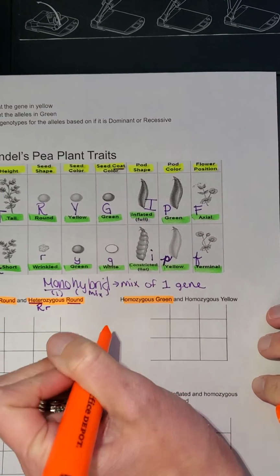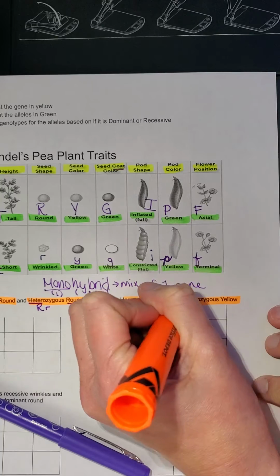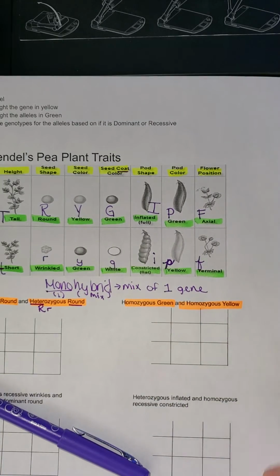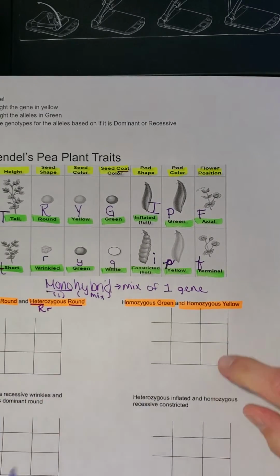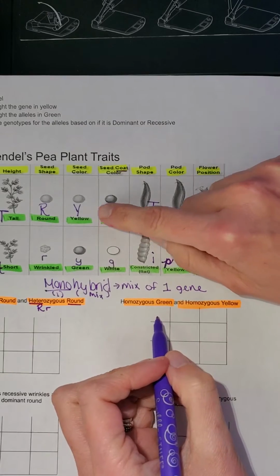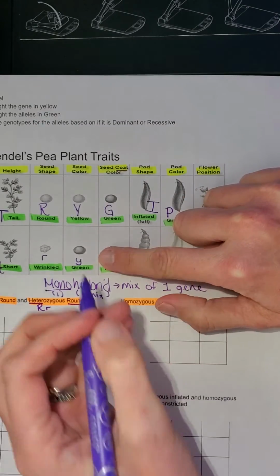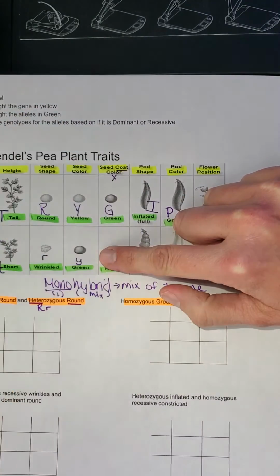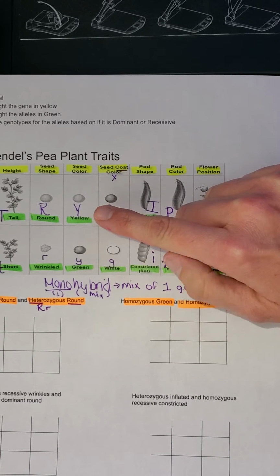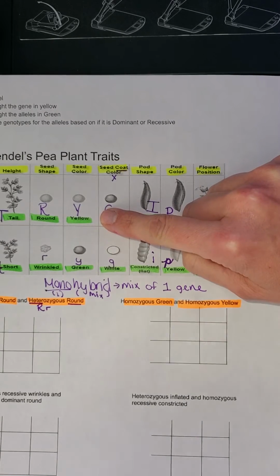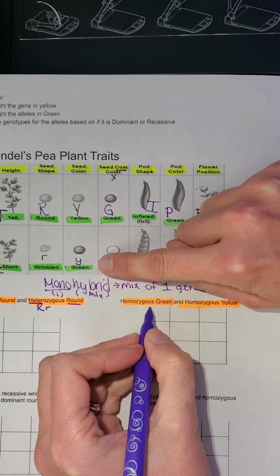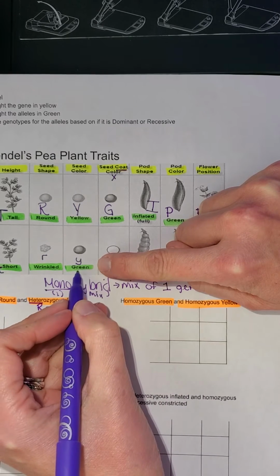Homozygous green, homozygous yellow. We're going to go ahead and use seed color and not seed coat. So for seed color, I'm homozygous green. So this is what I look like.